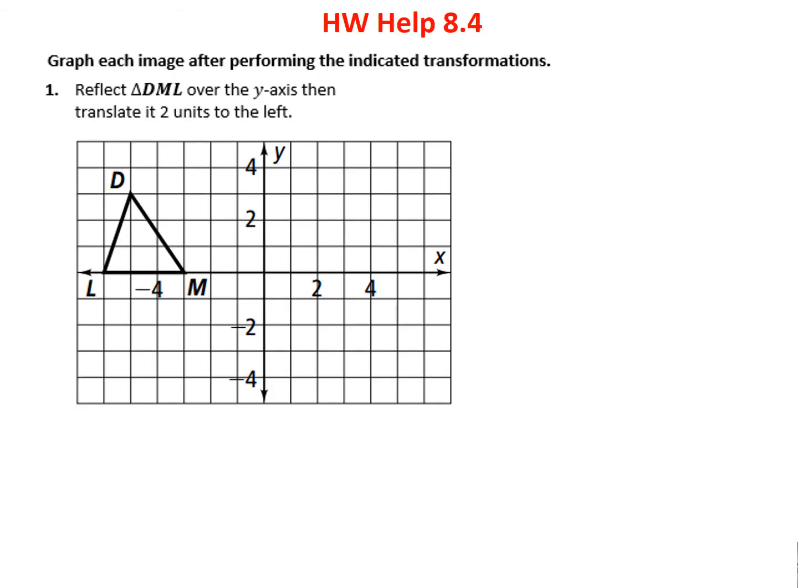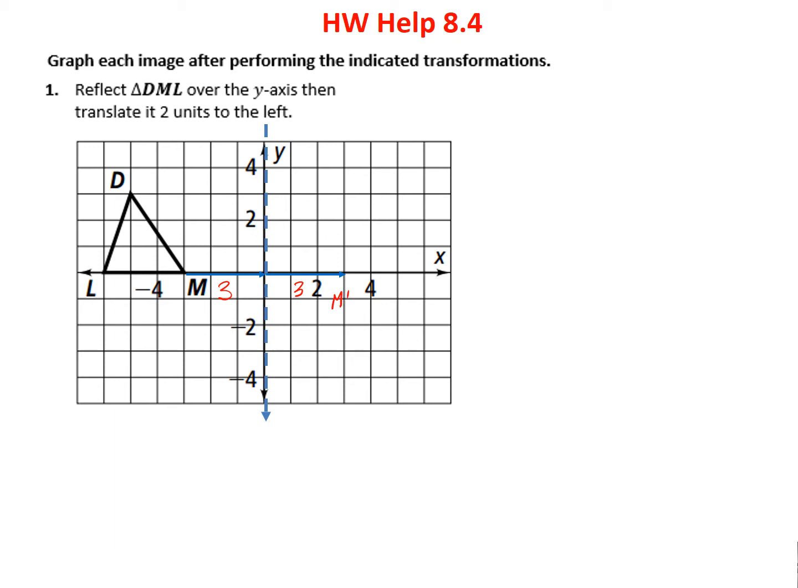Let's get started. Our first problem asks us to reflect the triangle DML over the y-axis and then translate it 2 units left. First of all, to do the reflection, we mark our y-axis, take any point, and go perpendicular to it. Notice I went over 3, so I'm going to go over 3 on the other side as well. That is where M prime is going to end up.